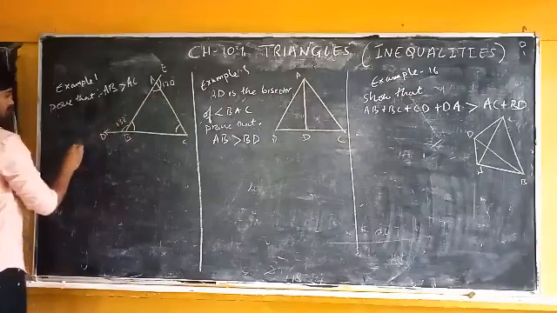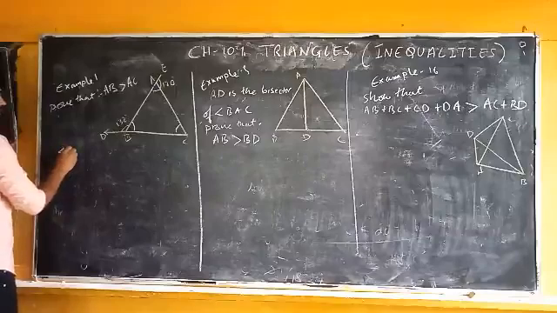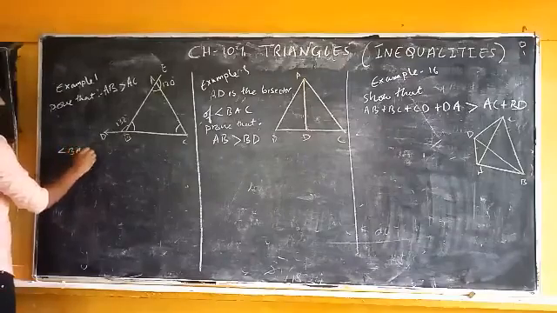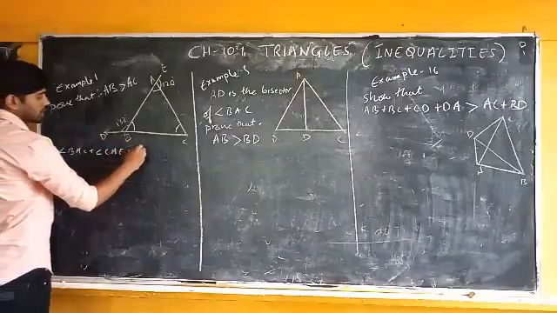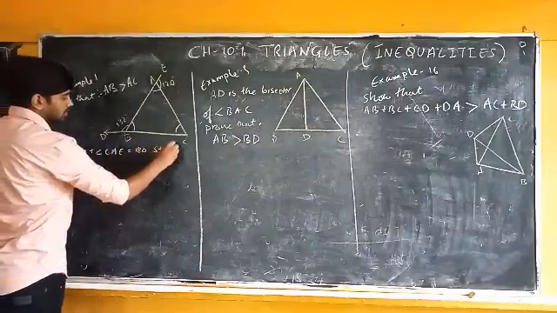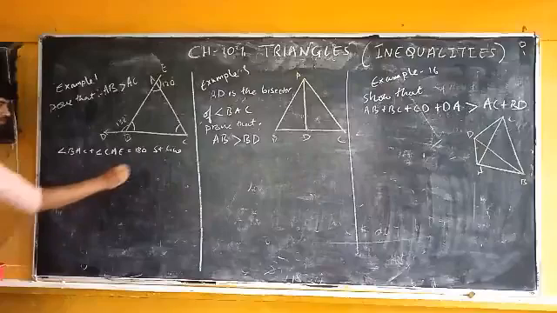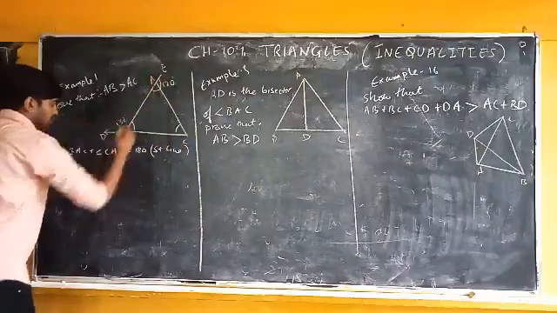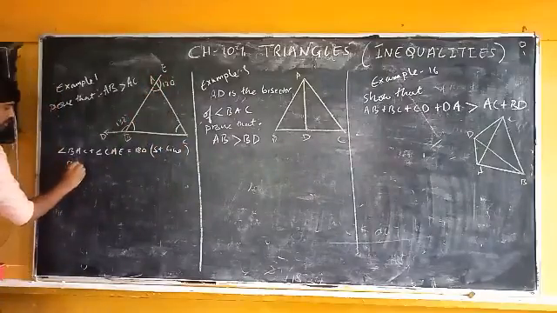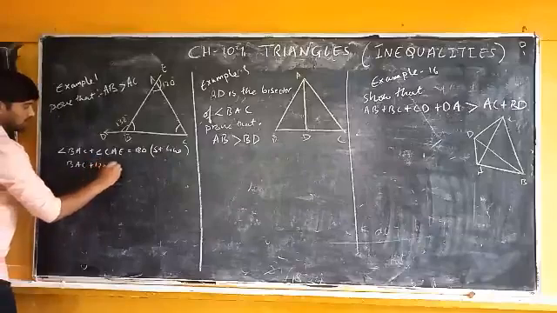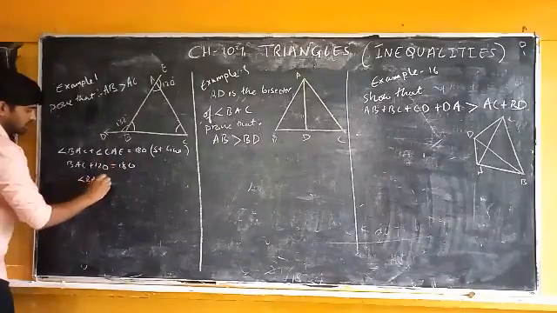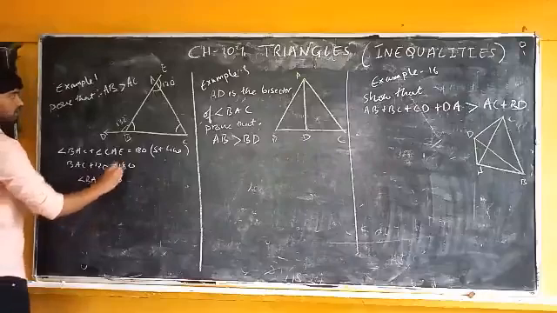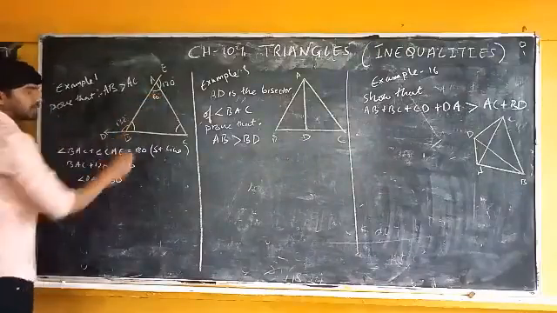So this angle BAC plus angle CAE equals 180 degrees, a straight line. So BAC plus 120 degrees equals 180 degrees. Angle BAC equals 60 degrees. So I got this as 60 degrees.